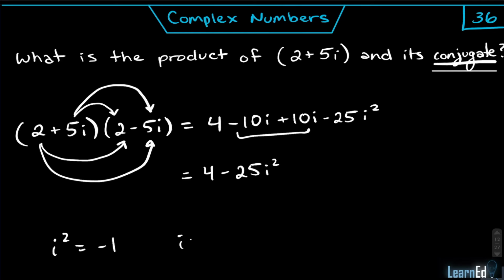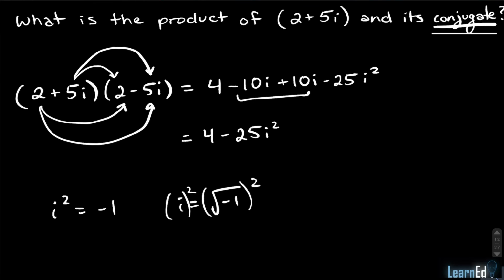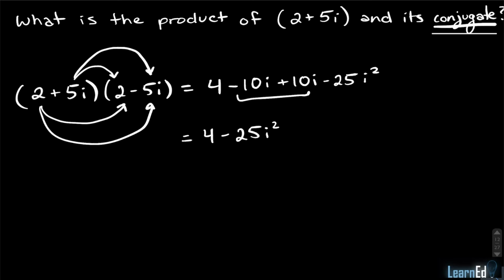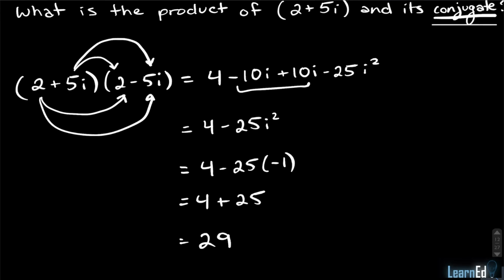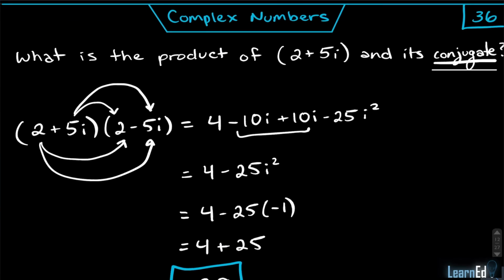How do I know that? Well, we know that i is equal to the square root of negative 1, right? And if you square both sides, a square will cancel out a square root, so you get i squared is equal to negative 1. So i squared, you can just substitute in with negative 1. So you would have negative 25 times negative 1. That just ends up being 4 plus 25, and that gives you 29. And that is your final answer. It's 29.